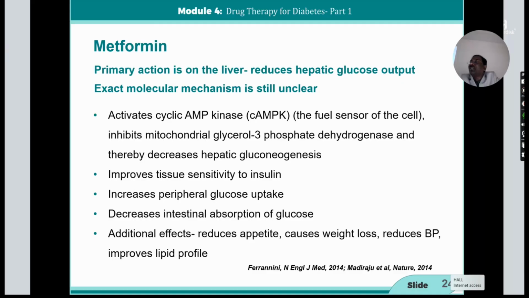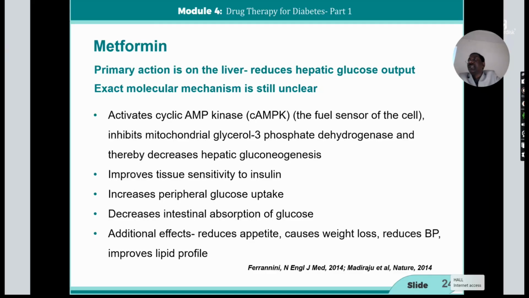So what else do you require in a diabetic individual? See the beautiful actions of Metformin. It acts at the level of the liver, reduces the hepatic glucose output, AMP kinase, which is a fuel sensor of the cell. Not only that, it also acts on the intestines, reduces the appetite, reduces the blood pressure, reduces the body weight in some individuals, and also improves the lipid profile. So your ABC is tackled: your diabetic part, your blood pressure part, and also your cholesterol part. That is the reason Metformin is a very important drug to be used in the diabetic individual.